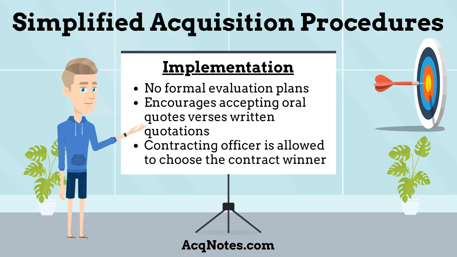How do you implement simplified acquisition procedures? Government agencies do not have to have formal evaluation plans, established competitive range, have discussions, or scoring when utilizing simplified acquisition procedures. Simplified acquisition procedures encourages accepting oral quotes versus written quotations. It prefers comparing quoted prices versus conducting negotiations and provides streamlined clauses to support the award document. The contracting officer is allowed to choose the contract winner.